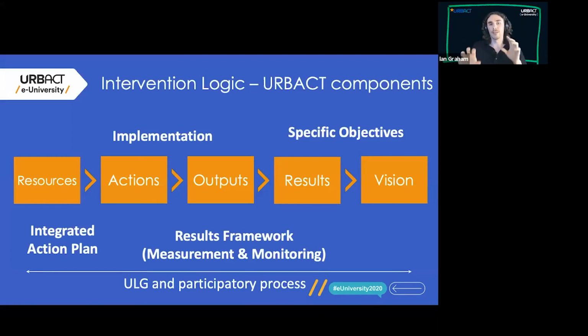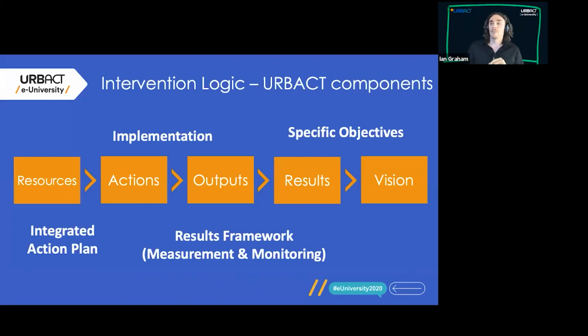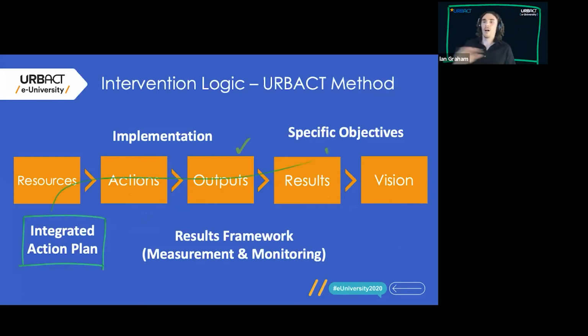And just to anchor the other pieces of the puzzle that we've covered in the e-university, the problem analysis has influenced the vision mainly and, to a degree, the results. And then we've also had the idea generation process, which influences the actions and the outputs, loosely speaking. So what we're aiming to get to with all those different components, we're starting off with this integrated action plan, and the idea is that it can chart a path through all these steps. So how we're going to use the resources, what actions we're going to do, what that's going to create as outputs, what results that will mean, what specific objectives we're aiming for, and ultimately how that all leads through to moving us towards our vision.